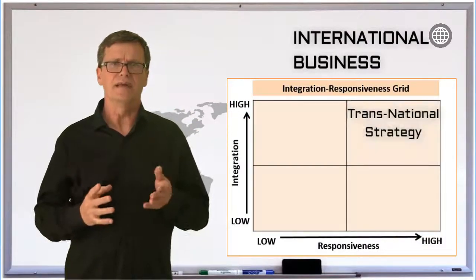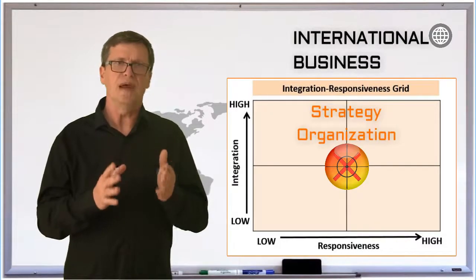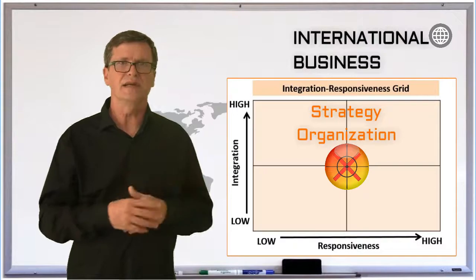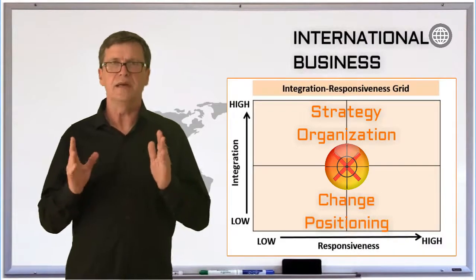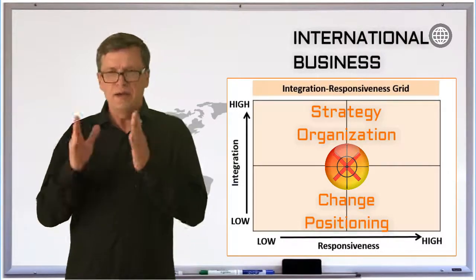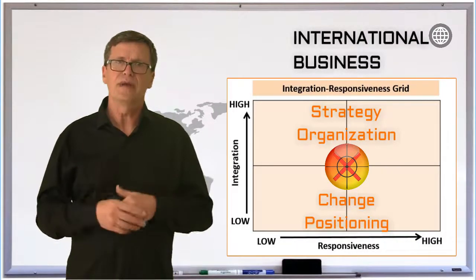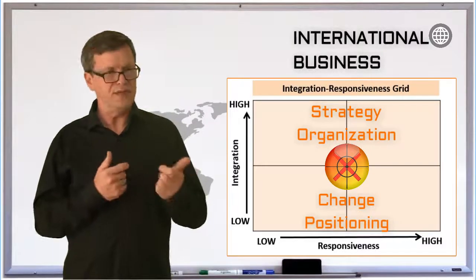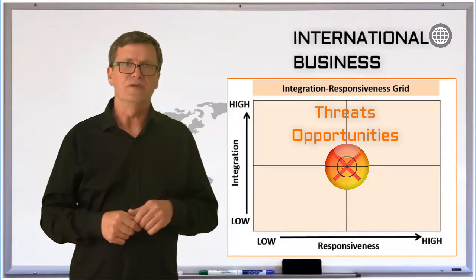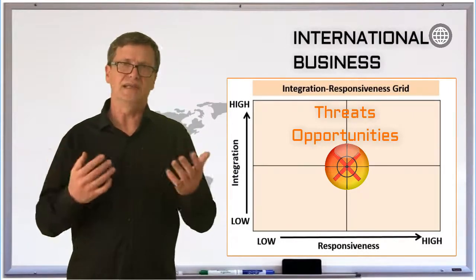So the IR grid can help a company determine their best international strategy, but it can also help determine the best form of organizational structure for different markets that they're considering. And the IR grid can also help a company understand better the need for change in their strategy and their positioning on markets over a period of time. The IR grid can also help managers determine the level of threats or opportunities in a marketplace, if they are present or if they're coming in the future, due to the changes in cost structures or political pressure or competitive conditions, etc.